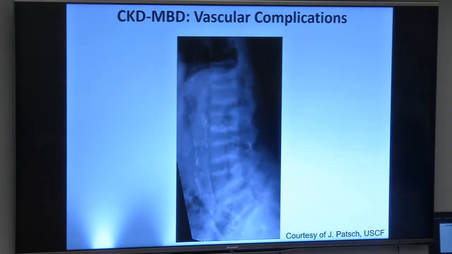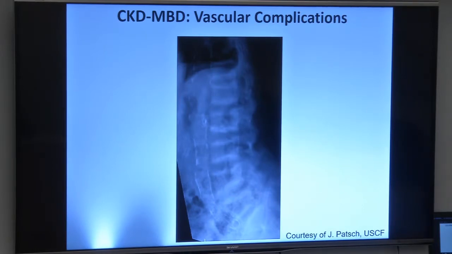So we mentioned the phosphate and vitamin D part of MBD. What's the vascular part of MBD? In CKD-MBD, hyperphosphatemia results in a transdifferentiation of vascular smooth muscle cells into osteoblast-like phenotypes, and they begin to deposit calcium into large and small arteries.